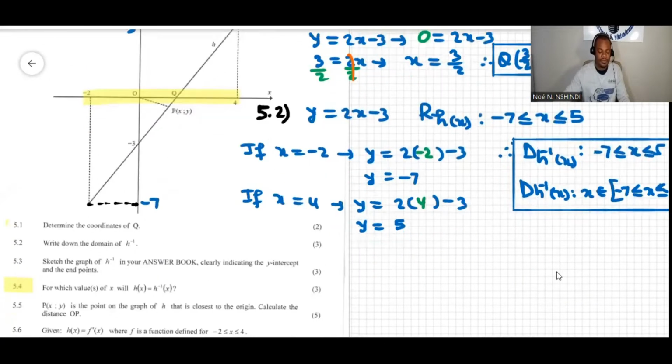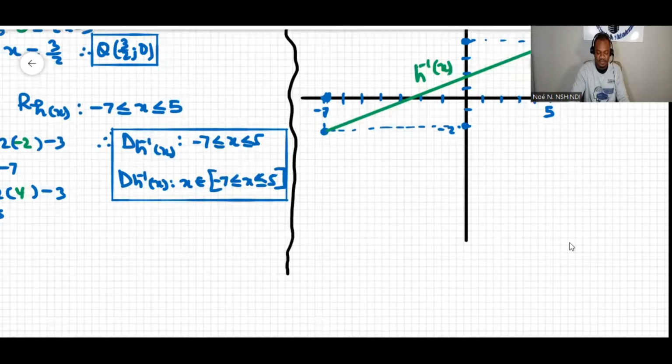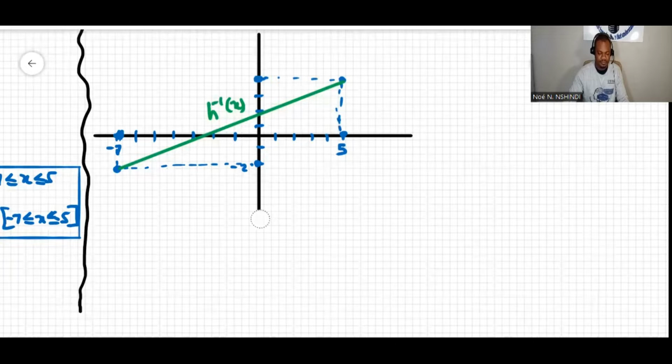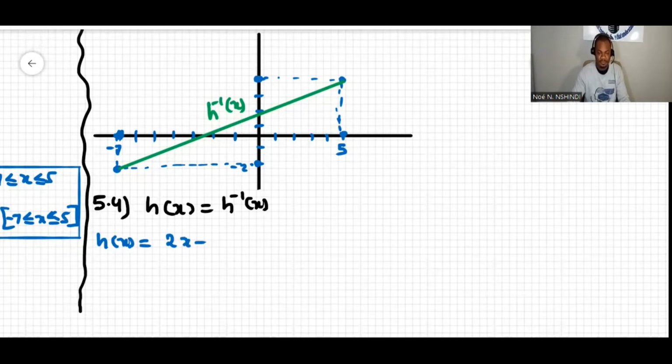Question 5.4 says, for which value or values of x will h of x equal h minus 1 of x? So now I'm going to move my board over here. Okay, I think I can just do it over here. 5.4. So we want h of x equal to h minus 1 of x. Now, we do know the value of h of x. H of x is given, 2x minus 3. Okay, but what we don't know is h minus 1 of x.